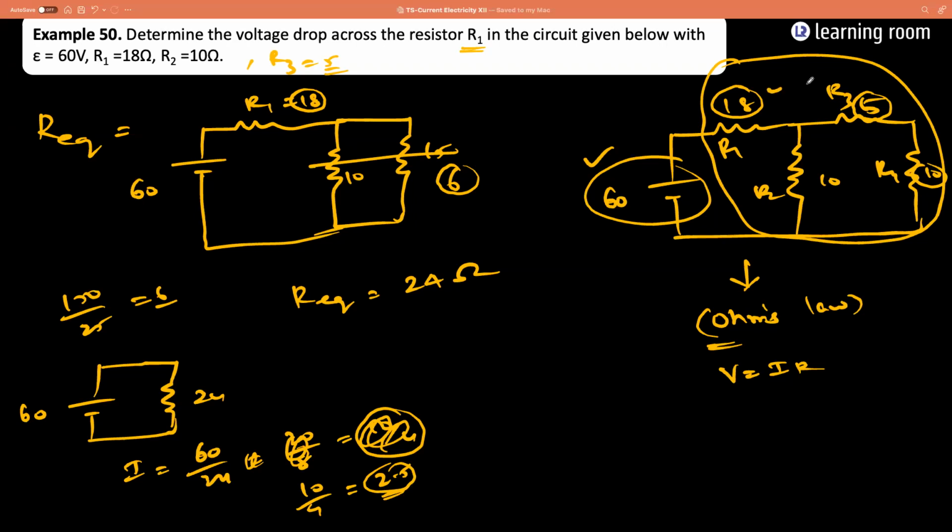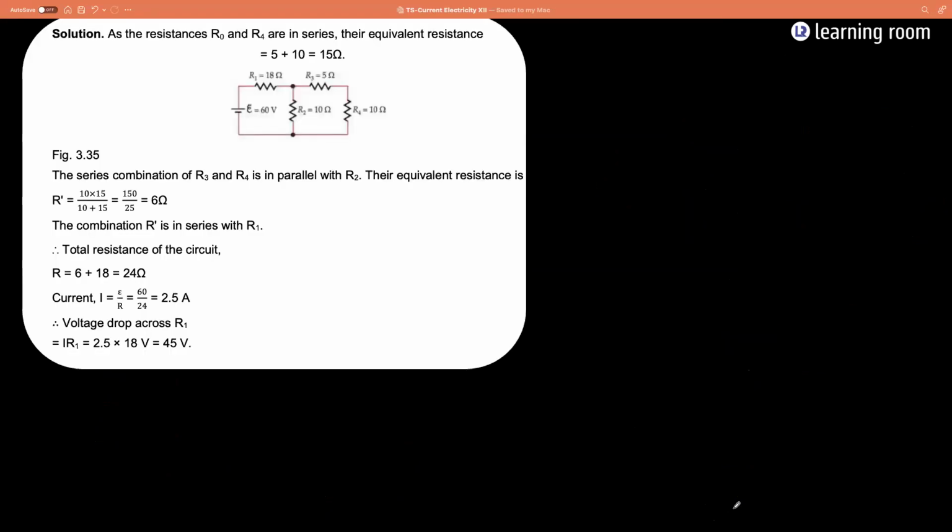They ask the potential difference across the 18 ohm. So how much is the current that is entering here? It is going to be 2.5 ampere. So what is the value of potential drop? V is equal to IR. I is 2.5 into R is 18. So 2.5 is 5 by 2 into 18, which is 5 into 9, that is 45 volt. Clear? So it will be 45 volt.